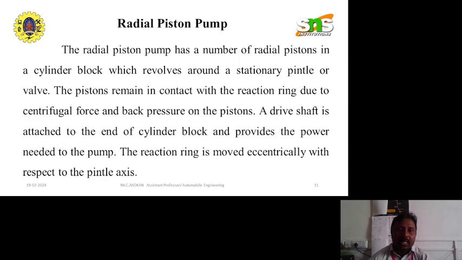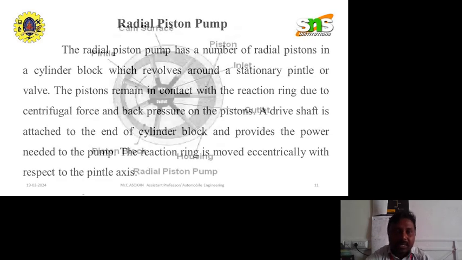Radial piston pump. The radial piston pump has a number of radial pistons in a cylinder block which revolves around a stationary spindle or valve. The pistons remain in constant contact with the reaction ring due to centrifugal force and back pressure on the pistons. A drive shaft is attached to the end of the cylinder block and provides the power needed to the pump. The reaction ring moves eccentrically with respect to the spindle axis.